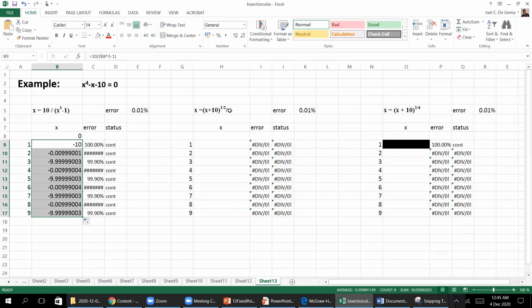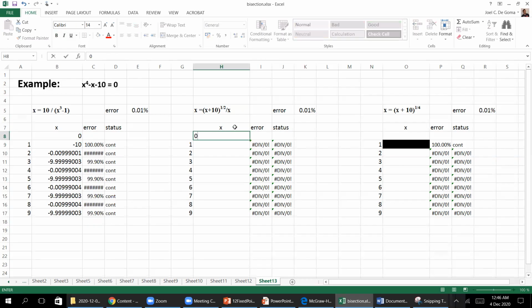So let's try the second equation that we derived from the original equation. We have x plus 10 raised to 1 half all over x. Let's start with 0. So 0 plus 10 raised to 1 half, all over x. 0 cannot be used since it's divided by 0.